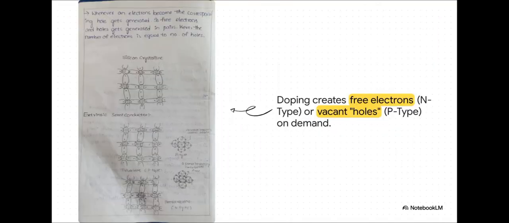So here's the big takeaway. By just swapping out a tiny fraction of the silicon atoms, we can either create a free electron that's just itching to move around, or we can create a vacant hole that basically acts like a positive charge, just waiting for an electron to fall into it. We've literally created electrical charge carriers on demand.